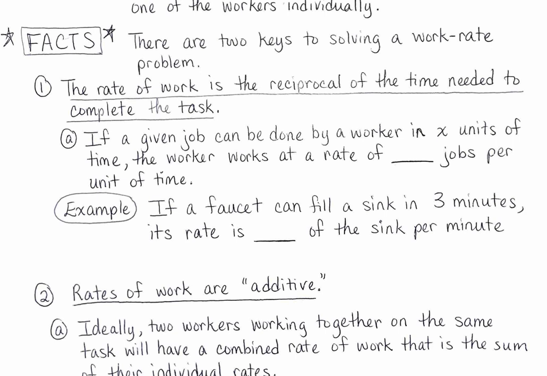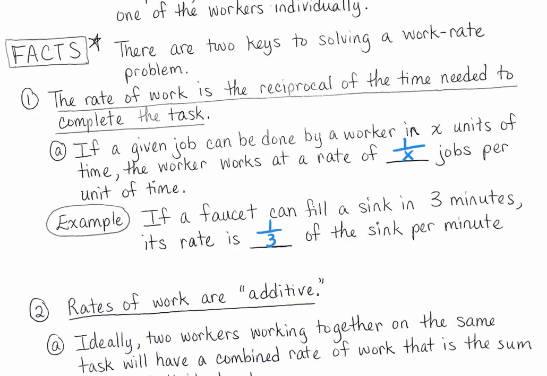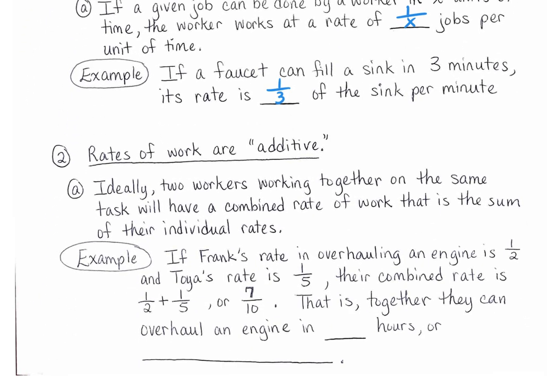They're different. Okay? So here I say that if a given job can be done by a worker in X units of time, the worker works at a rate of 1 over X, right? Because it's the reciprocal. Jobs are per unit of time. As an example, if a faucet can fill a sink in 3 minutes, its rate is 1 over 3 of the sink per minute. So, rates of work are additive.